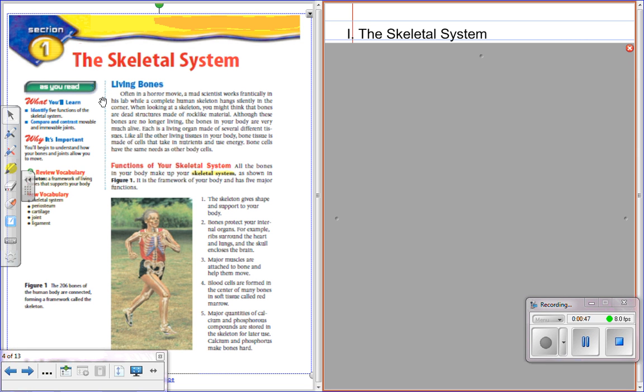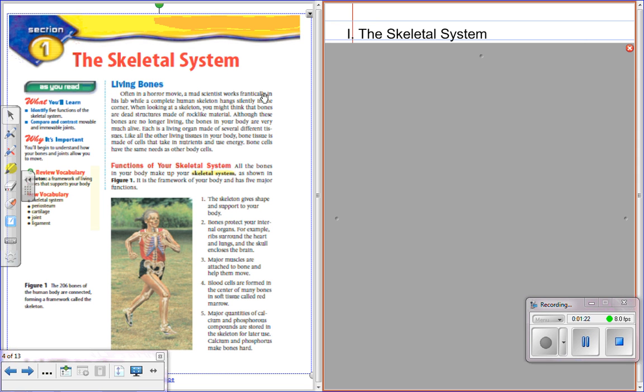Often in a horror movie, a mad scientist works frantically in his lab while a complete human skeleton hangs silently in the corner. When looking at a skeleton, you might think that bones are dead structures made of rock-like material. Although these bones are no longer living, the bones in your body are very much alive. Each is a living organ made of several different tissues. Like all other living tissues in your body, bone tissue is made of cells that take in nutrients and use energy. Bone cells have the same needs as other body cells.